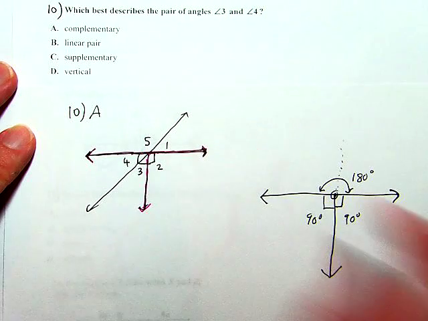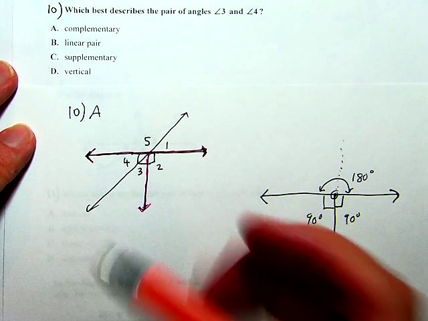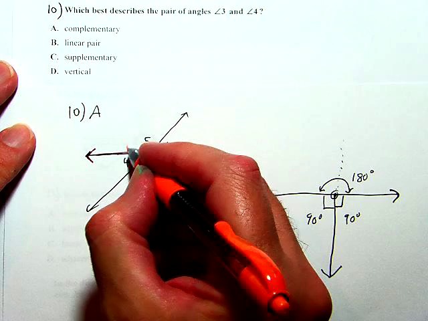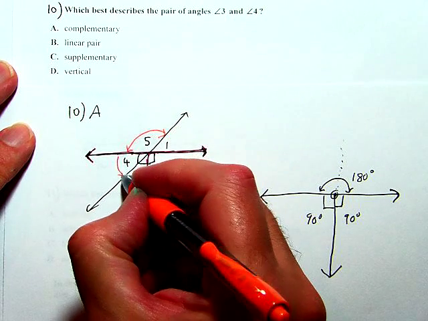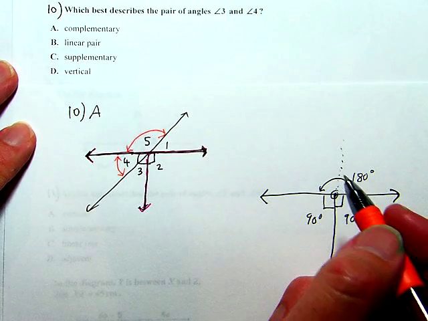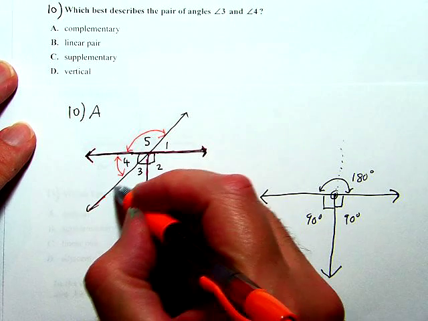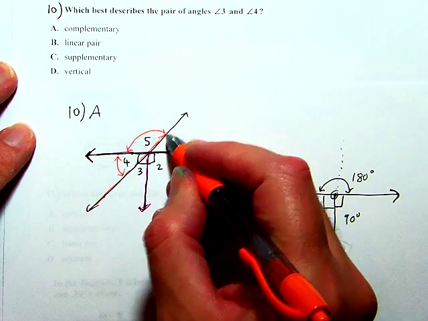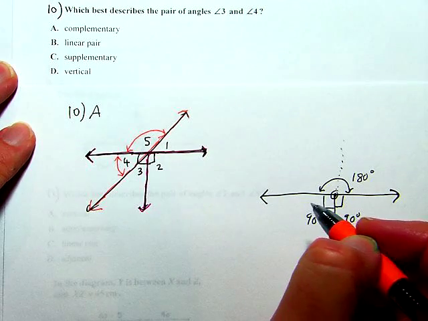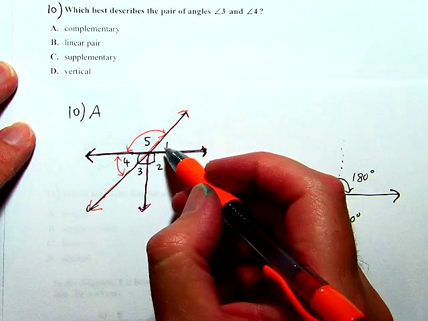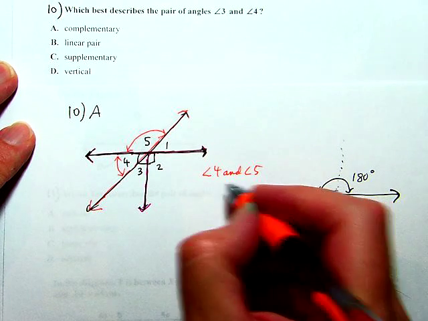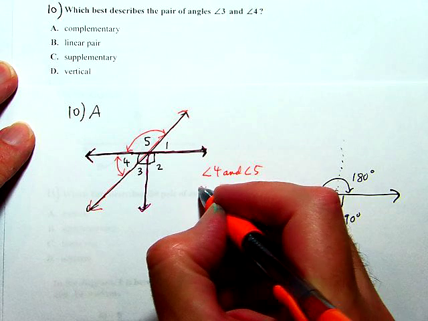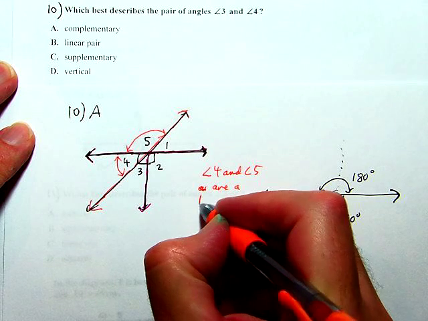Well, what about these two? What about angle 5 and angle 4? Does that add up to a straight line? You bet. It adds up to this straight line. So angle 4 and angle 5 are a linear pair.